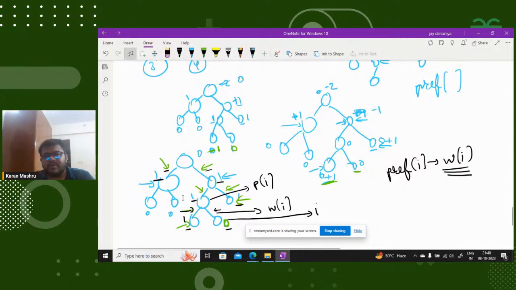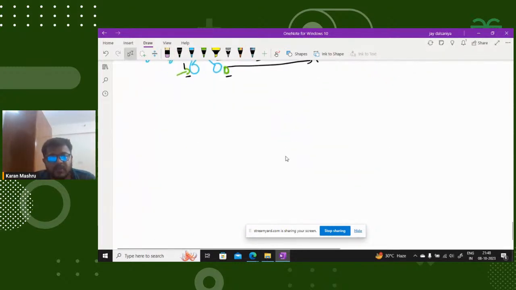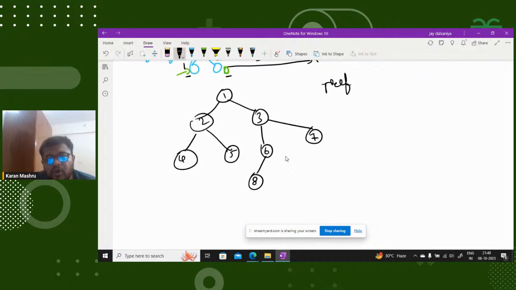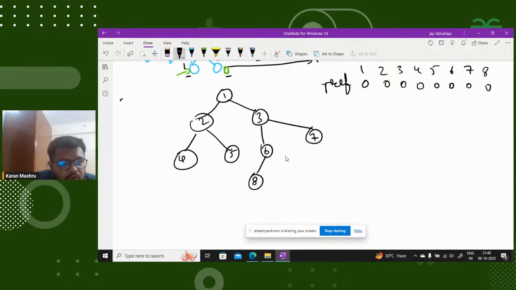Now let me explain this once more. Let me take node number 1, node number 2, node number 3, node number 4, node number 5, node number 6, node number 7, node number 8. So I have an array prefix for node numbers, here taken from 1 to 8. Initially all of them are 0. Now let's take two parcels, or let's take three parcels.